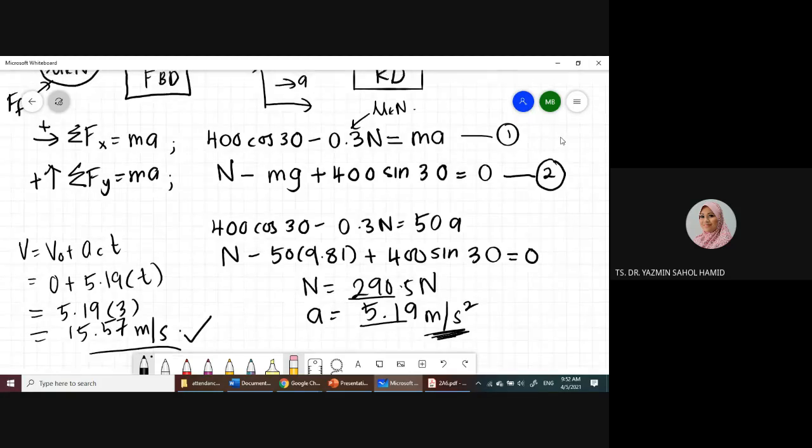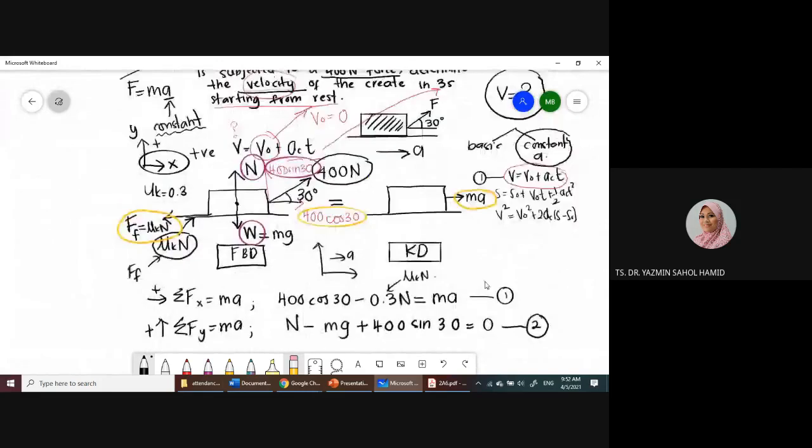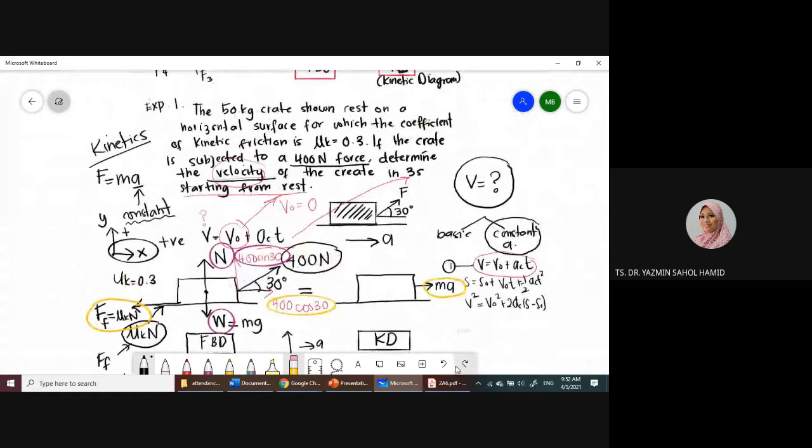For this question, they ask you to find the velocity, and because the crate is subjected to a 400 Newton force for 3 seconds, it means the acceleration is constant. That's why we use the first formula, V equals V naught plus at. However, there are other questions where it is not necessary to use constant acceleration. You have to read the question carefully. It depends on the question.